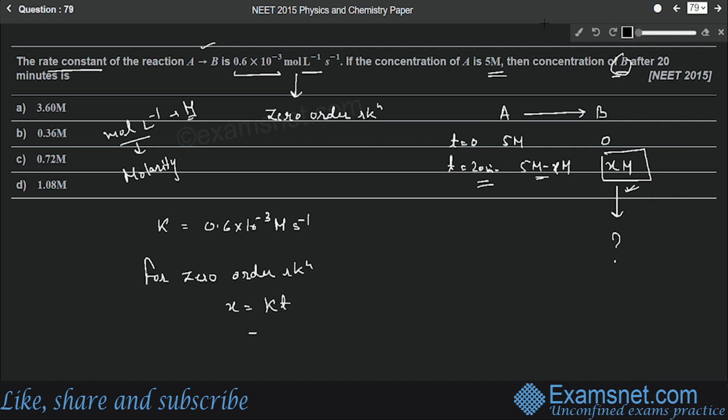We have to find the value of x. So the value of k is 0.6 into 10 to the power minus 3 molar per second, and the value of time here is 20 minutes. That means if we convert it into seconds, it will be 1200 seconds. So 1200 seconds. Seconds and per second will cancel out. Here we'll get 0.72 molar. This is the value of x. That means this will be the concentration of B after 20 minutes. So option C, 0.72 molar will be the correct answer.